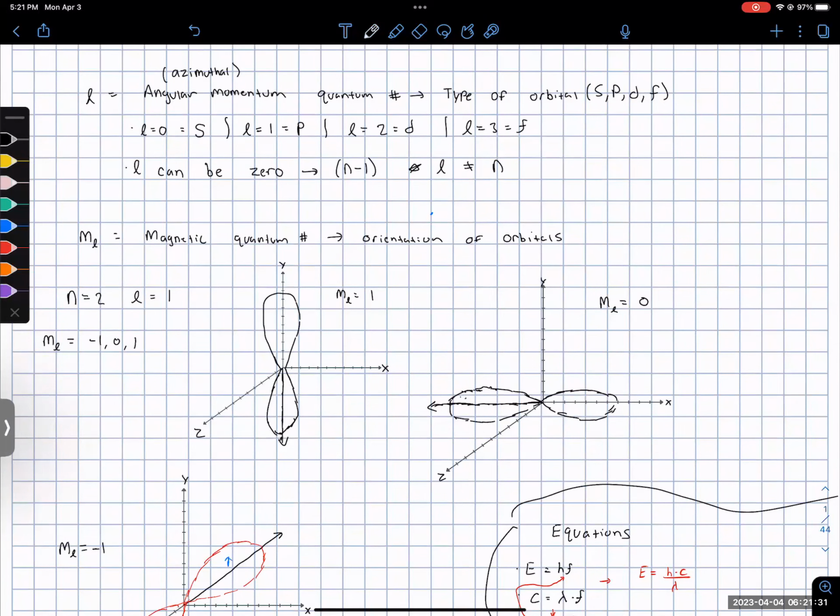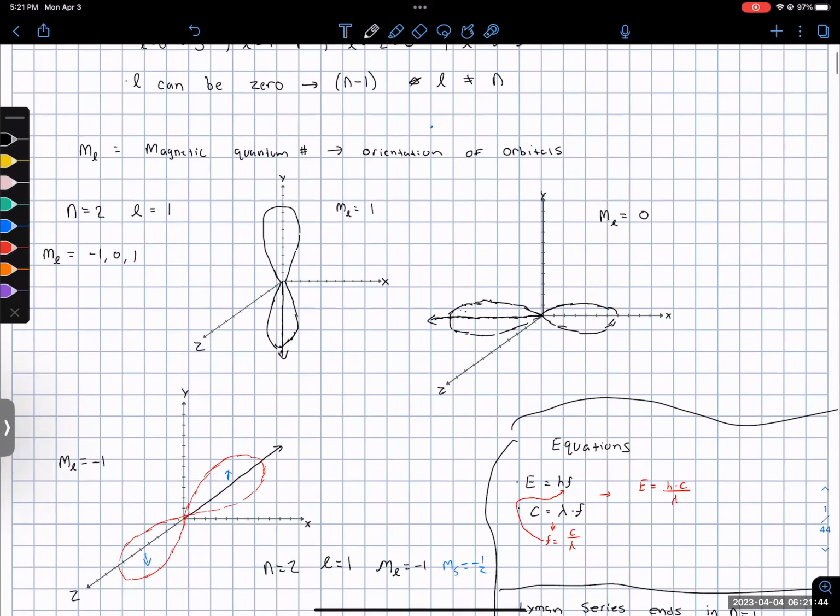Yeah, because quantum numbers are meant to describe electrons. If you're not talking about electrons in your energy levels, then n equals 0, I don't think that's a thing. Maybe it is, but not that I'm aware of.